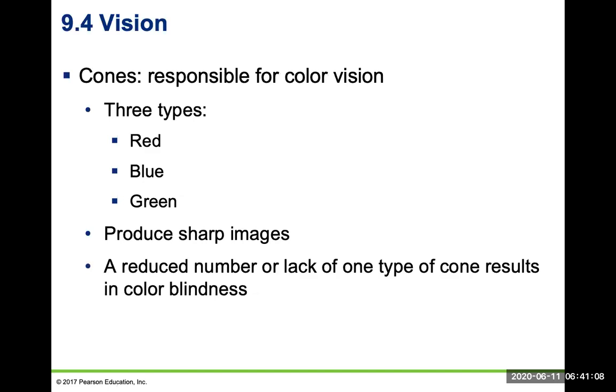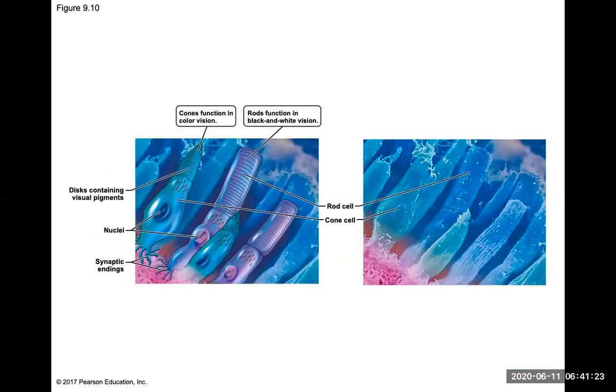Cones are responsible for color vision. There's blue, red, and green types of cones. They produce sharp images, and a reduced number or a lack of one type of cone will result in color blindness for that appropriate type of cone. So here's a look at what rods and cones look like under a scanning microscope, and you can see that cones are more conical in shape, and rods are a little more parallel in shape.